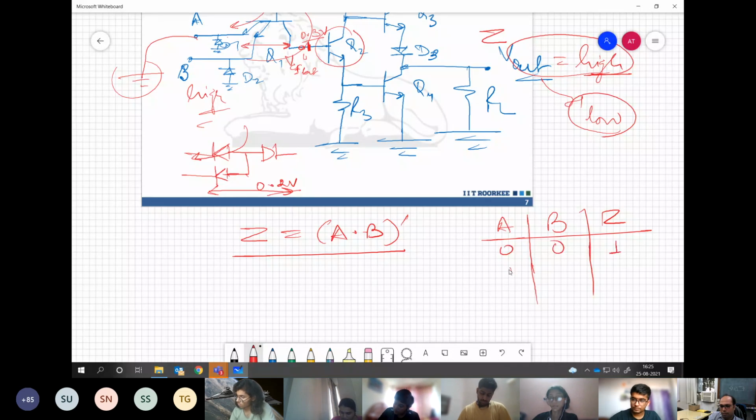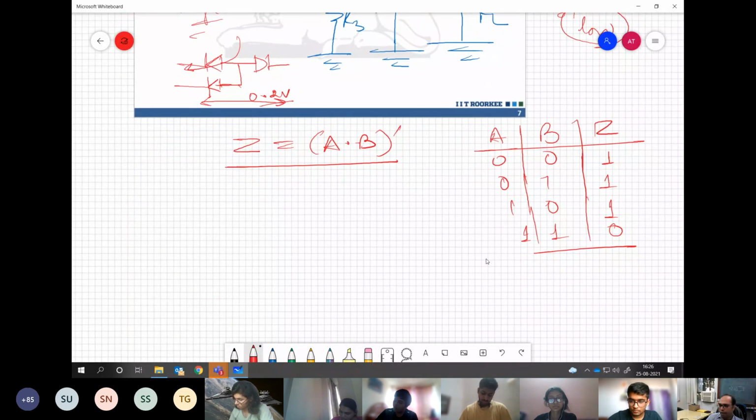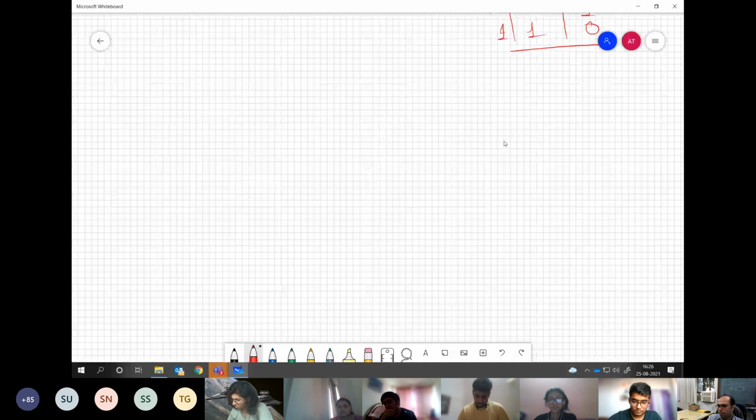Yes, sir. So this would be the truth table of this. Fine. No doubts over here, right? Now how to realize the NOR gate? What to do? How to realize the NOR gate?